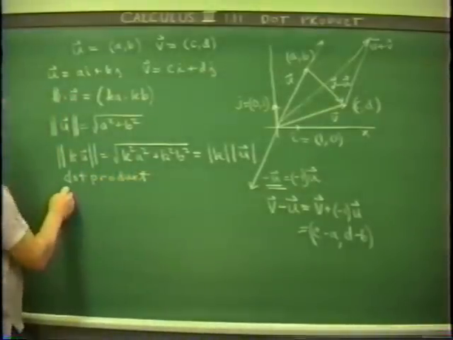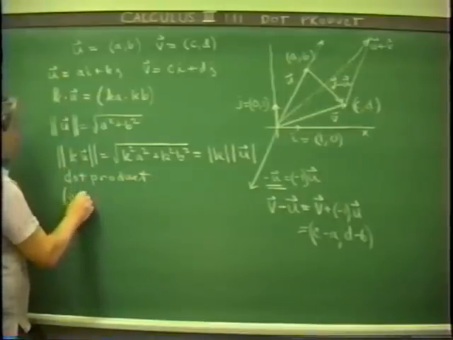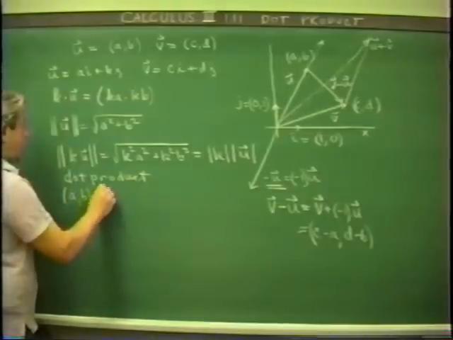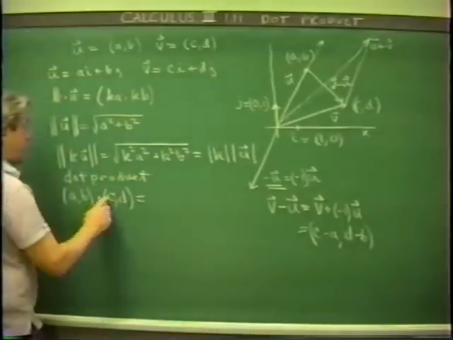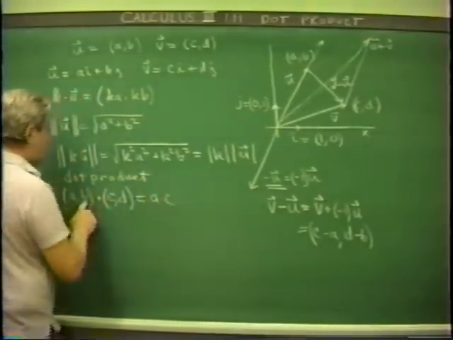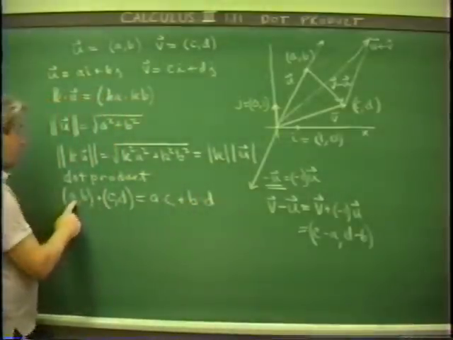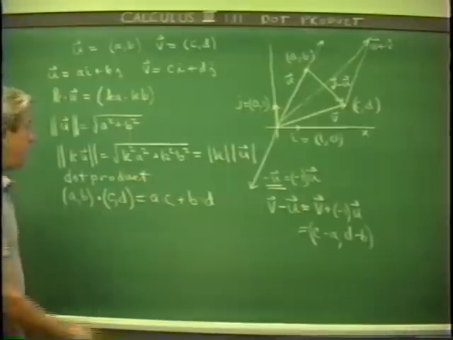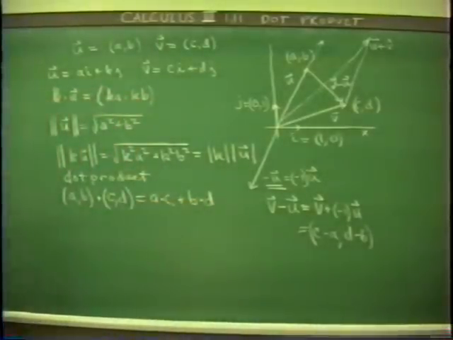Right. We also want something which is called the dot product. This is given very simply. If u is equal to (a, b), and we want to take the dot product of that with (c, d), the dot product is defined to be a times c plus b times d. So you take the x coordinates and you multiply them and add that to the y coordinates multiplied.